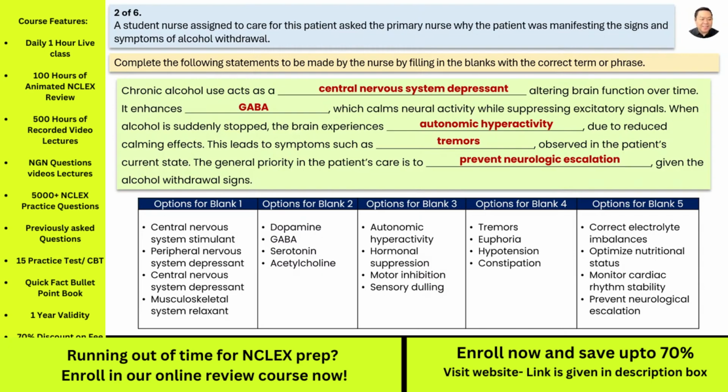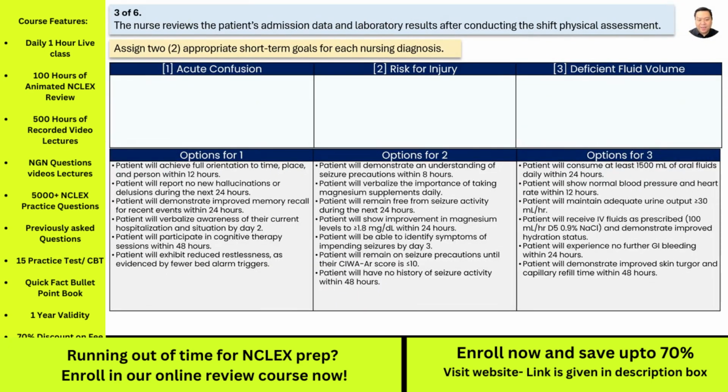Continuing to our next test item, we have an extended drag and drop. The case says the nurse reviews the patient's admission data and laboratory results after conducting the shift physical assessment. Your task is to assign 2 appropriate short-term goals for each nursing diagnosis. These are the diagnoses identified by the nurse: acute confusion, risk for injury, and deficient fluid volume. So we have the options for acute confusion.